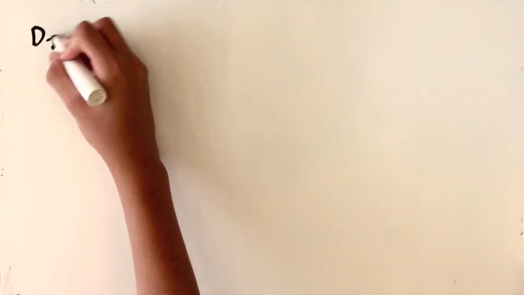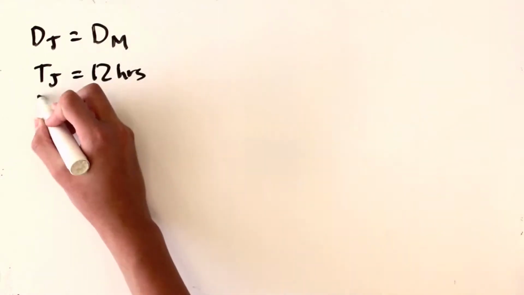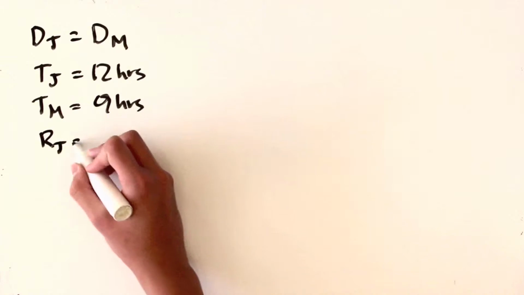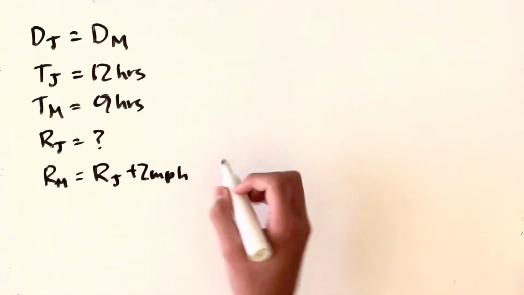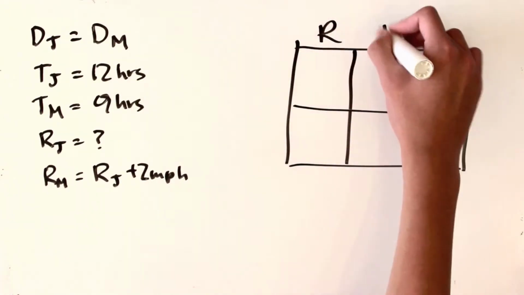Now assign values from the problem to some variables. First of all, since this is an equal distance uniform motion problem, the distance John traveled is the same as the distance Mark traveled. John made the trip in 12 hours and Mark made the trip in 9 hours. We don't know what John's rate is, but we do know that Mark's rate is 2 miles per hour faster than John's. Now we've turned a word problem into math, let's organize the information.